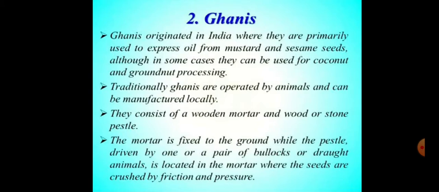Next there is a ghani. Ghanis originated in India, where they are primarily used to express oil from mustard and sesame seeds, although in some cases they can be used for coconut and groundnut processing too. Traditionally, ghanis are operated by animals and can be manufactured locally.